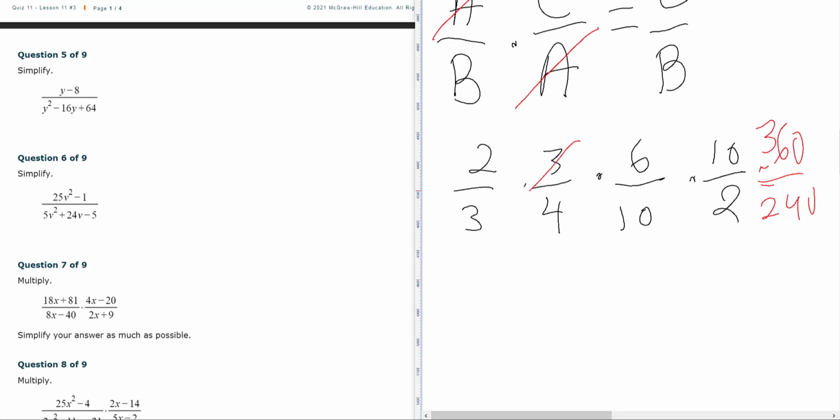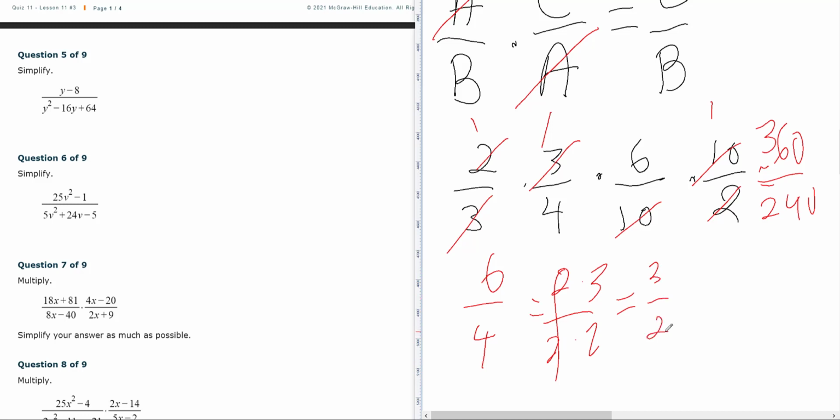I see a 3 on top and a 3 on bottom. That leaves a 1. I see a 10 on top and a 10 on bottom. That leaves a 1. I see a 2 on top and a 2 on bottom. That leaves a 1. And so really all I have is 6 over 4. 6 over 4 is 2 times 3 and 2 times 2. So this reduces to 3 over 2.